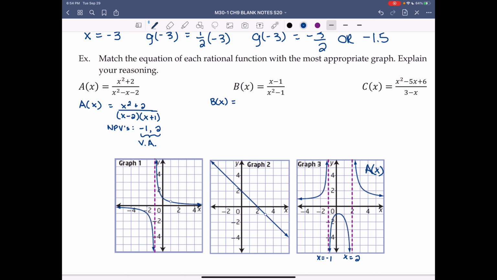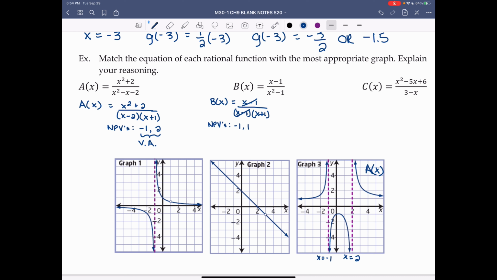b of x equals x minus 1 over x squared minus 1. x squared minus 1 is a difference of squares. It factors to (x minus 1)(x plus 1). Then our NPVs would be when x is negative 1 and also 1. We can divide out x minus 1.